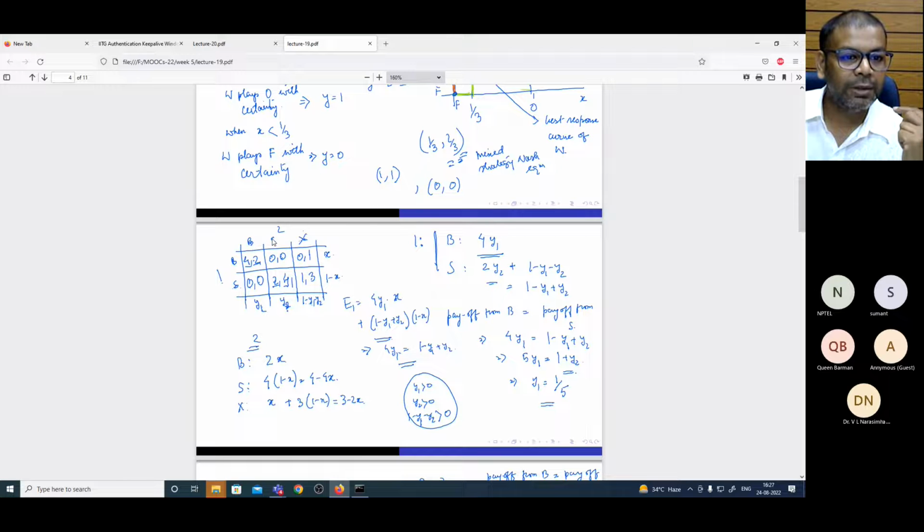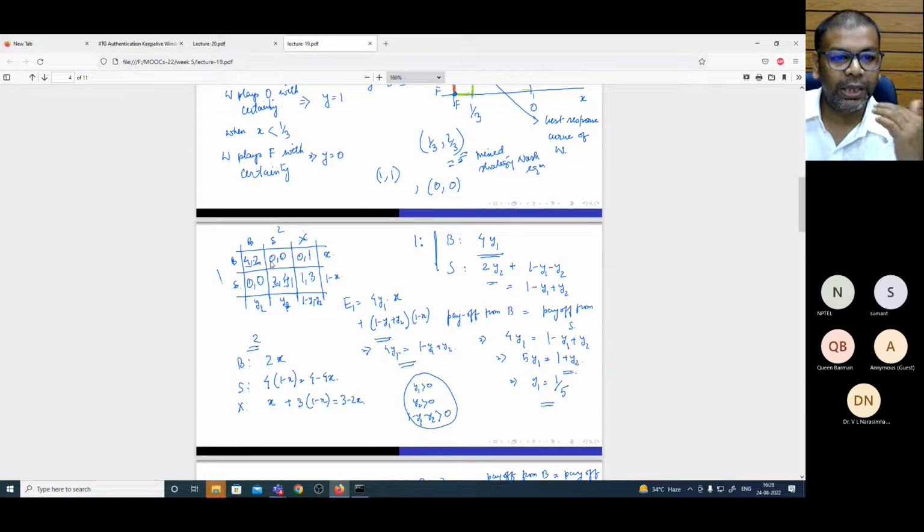Now, suppose player two plays B, then what is optimal for player one? B or S? If it plays S, it gets 0. If it plays B, it gets 4. So it is optimal to play B. So now this BB is a Nash equilibrium. Why? Because when player one plays B, it is optimal for player two to play B, and when player two plays B, it is optimal for player one to play B. So this is a Nash equilibrium.